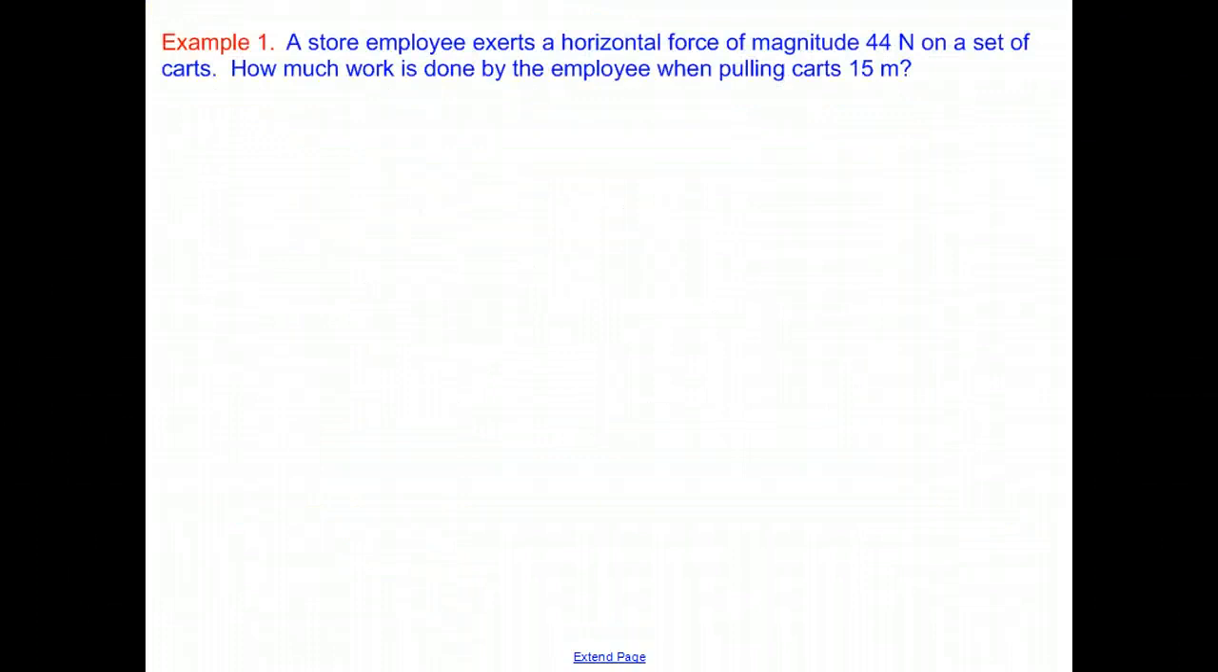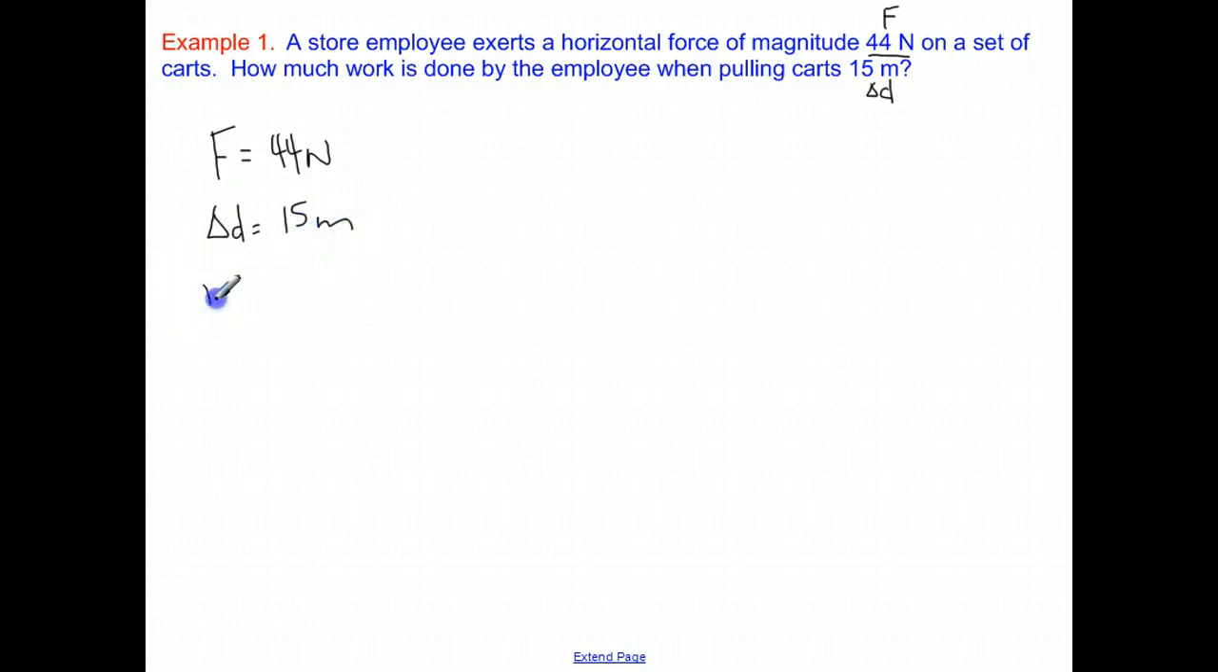So let's look at an example. A store employee exerts a horizontal force of magnitude 44 newtons, so here's our force, on a set of carts. How much work is done by the employee when pulling the carts 15 meters? So here's our displacement. We've been given force is equal to 44 newtons, and our displacement is equal to 15 meters, and what we're trying to find is work.